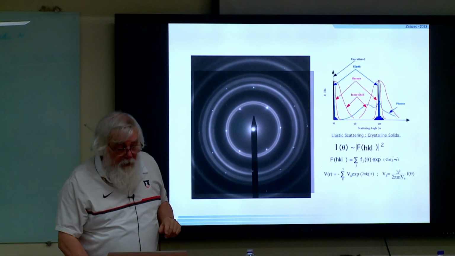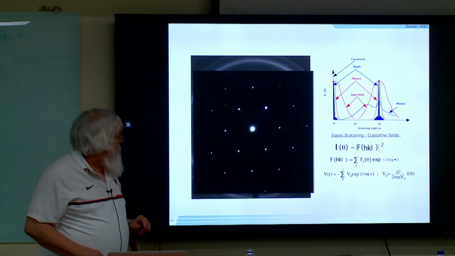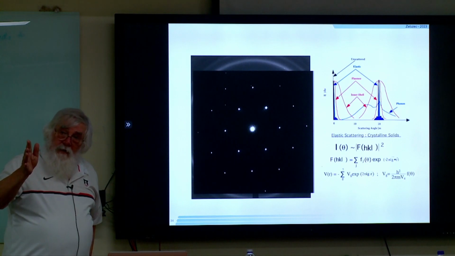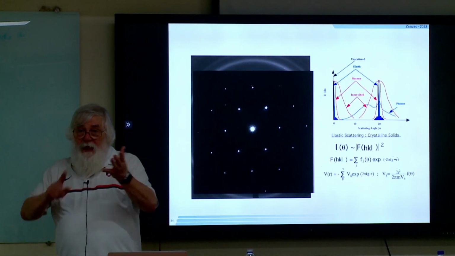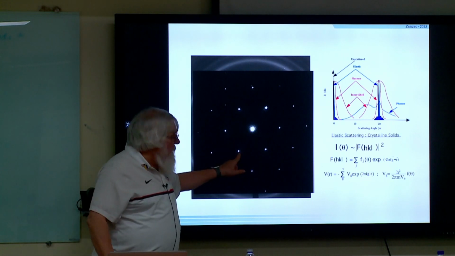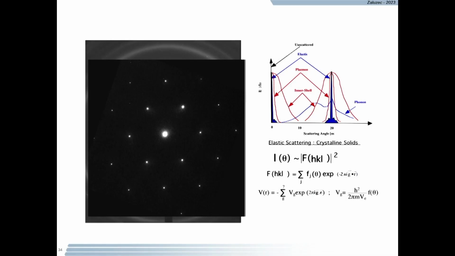So when we go from polycrystalline to single crystal, that's what we get. The same principle holds for measuring the D spacing here. You've got the camera constant, you've got the wavelength, you measure the distance, and that tells you what the D spacing is for that particular reflection.